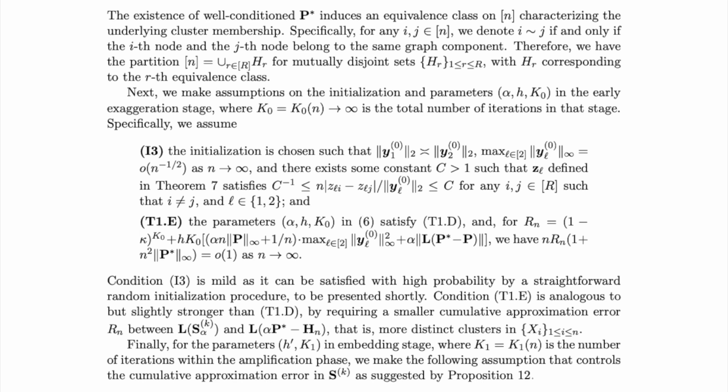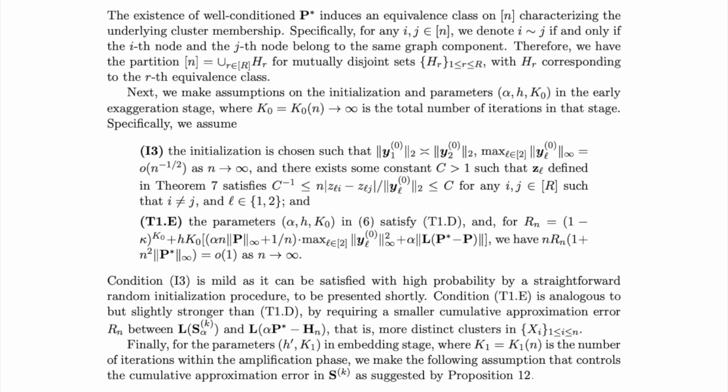And T1E, the parameters of h and k0 in the early exaggeration stage satisfy the stated conditions, and for r_n equal to the cumulative approximation error, we have n r_n going to 1 plus o(1) as n goes to infinity. Condition I3 is mild as it can be satisfied with high probability by a straightforward random initialization procedure to be presented shortly. Condition T1E is analogous to but slightly stronger than T1D by requiring a smaller cumulative approximation error r_n between L(F_k) and L, for 1 less than or equal to i less than or equal to n.